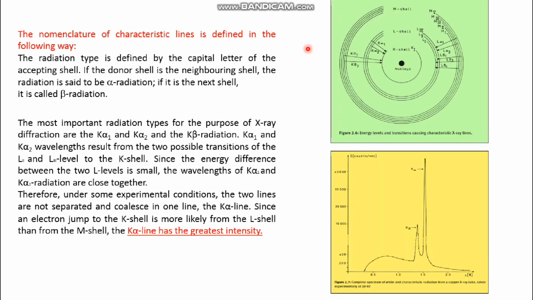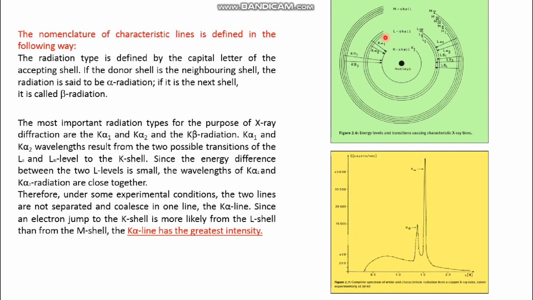Talking about the nomenclature of the radiation type, the radiation types are divided into two types. If the transition occurs from the neighboring shell, the radiation is said to be alpha radiation, and if the transition occurs from the next shell, the radiation is said to be beta radiation. But the most important radiations which are used in X-ray diffraction are the K alpha 1, K alpha 2, and the K beta radiation.